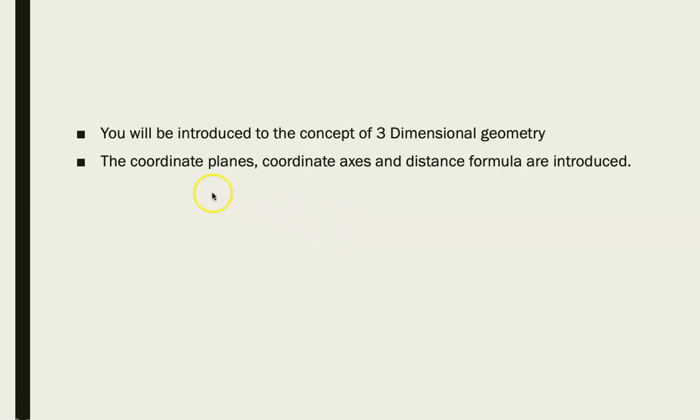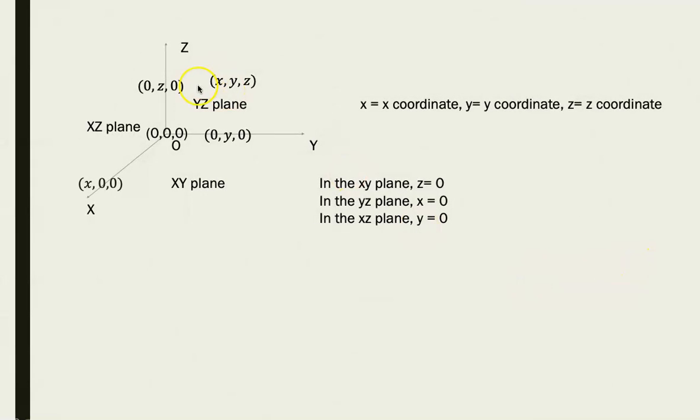Here we will be talking about coordinate planes, coordinate axis and distance formula. Now we have three planes, xy plane, yz plane and xz plane. In the xy plane z is 0, in the yz plane x is 0, in the xz plane y is 0.